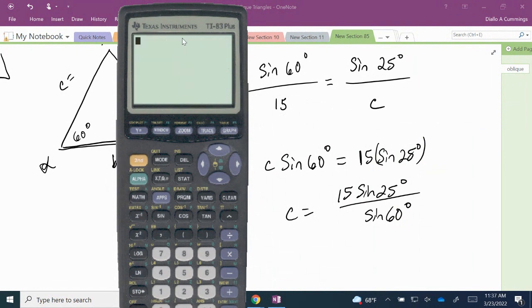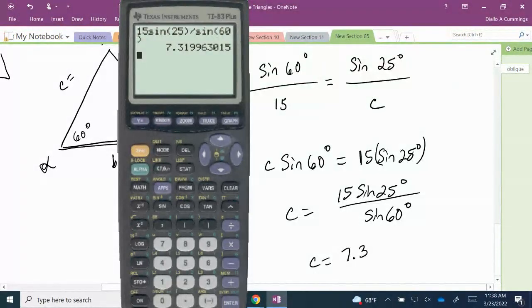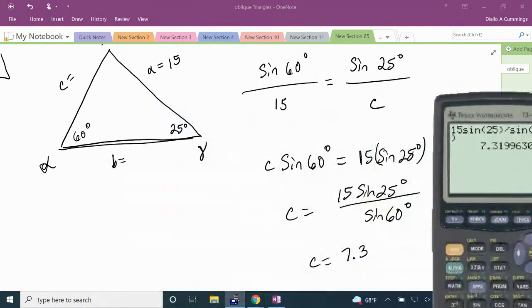Now that we have the proper mode, I'm going to enter this in as 15 times the sine of 25 degrees, making sure you close off your argument for sine, divided by the sine of 60 degrees. And if we round to one decimal place, we have 7.3. All right, so we found side length C.